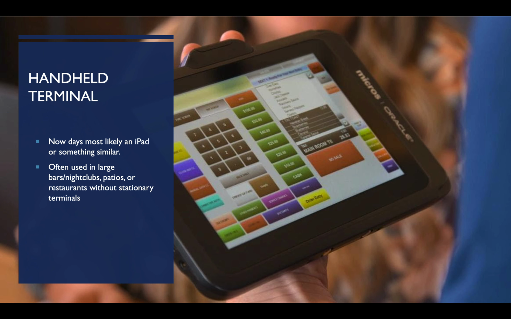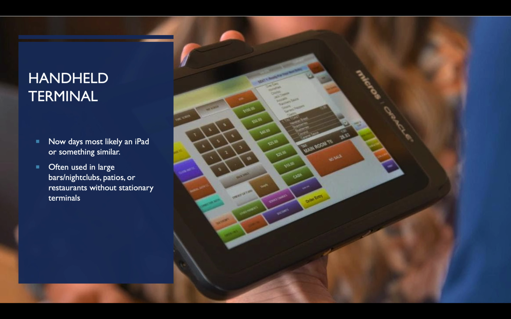Next version of this is the handheld terminal. Nowadays, it's likely an iPad or something similar to the Android equivalent, whatever that would be, like a small Windows tablet or something. These days you can find them pretty much anywhere, even in casual dining restaurants. But in general, they're designed to be used in large areas where it is impractical for a server to be running back and forth to the guest and the standalone POS station. So large bars, nightclubs, patios, restaurants without stationary terminals.